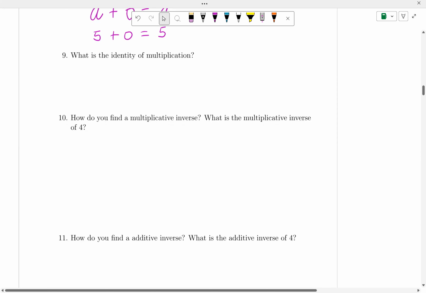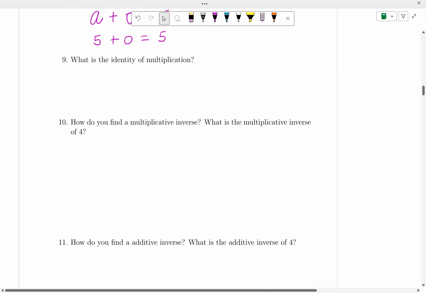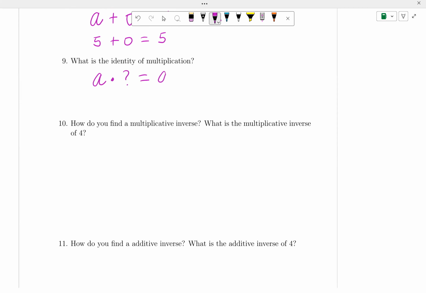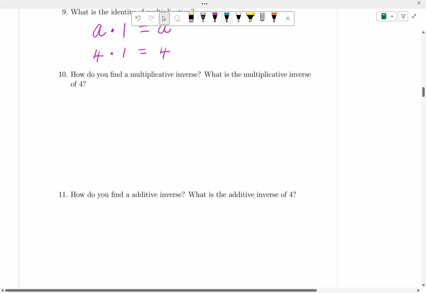And closely related is the identity of multiplication. What do you multiply to a number to get the number back? So if I had a times something and I want to get a back, it only happens if the unknown here is a 1. So the identity of multiplication is some number times 1. As an example, let's say I have 4 times 1. Well, that gives me back the 4. Simple as that.